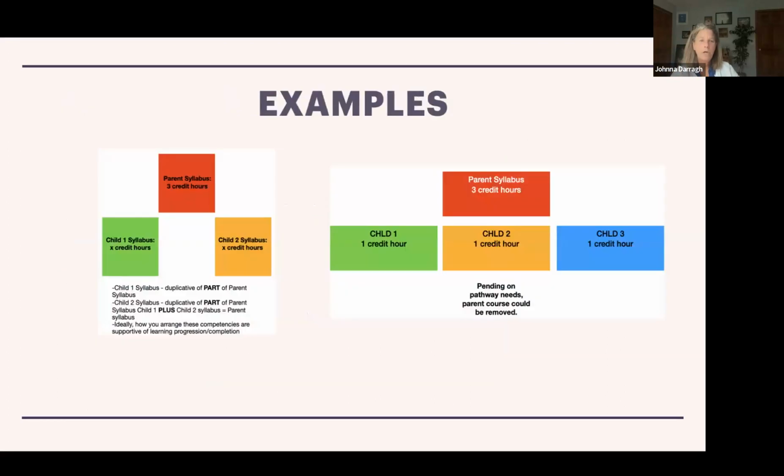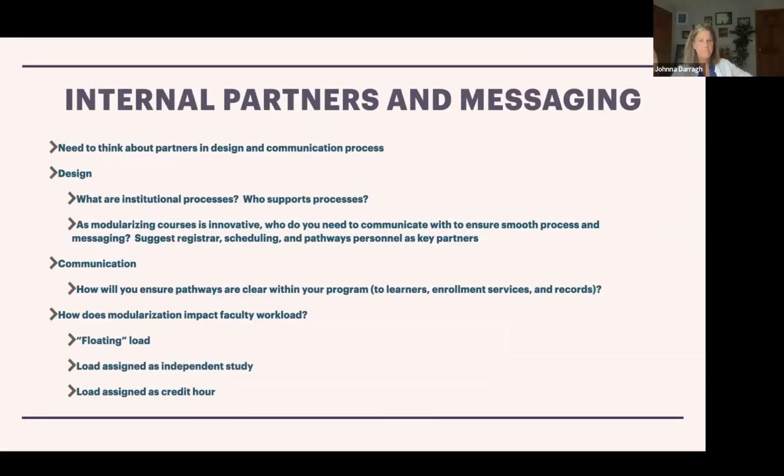Let me loop up here just to internal partners and messaging. So you really think that there are the partners that will support you in the design process and the partners that will support you in the communication process. And so if we think about design, what are the existing institutional processes? There are varying names for curriculum and academic standards committee, but what are the requirements, and what are the requirements for reporting to ISBE, ICCB, IBHE? So what kinds of parameters exist?